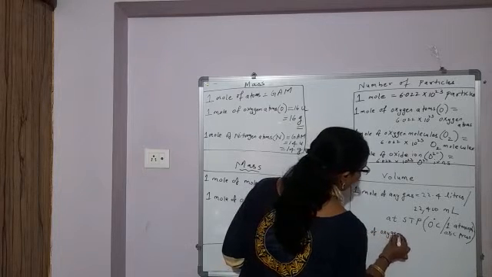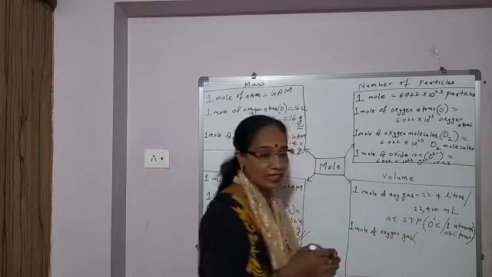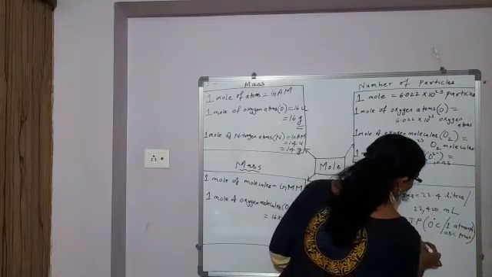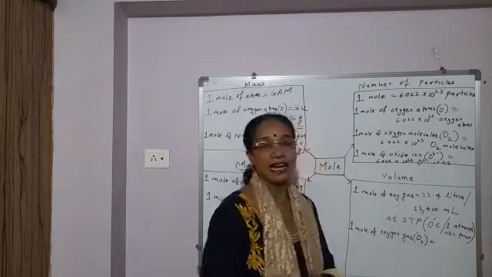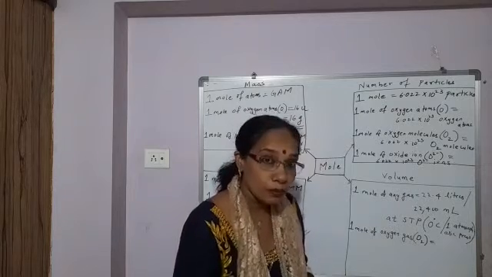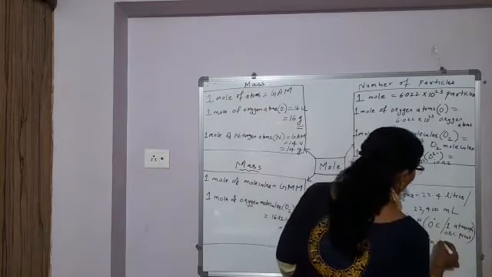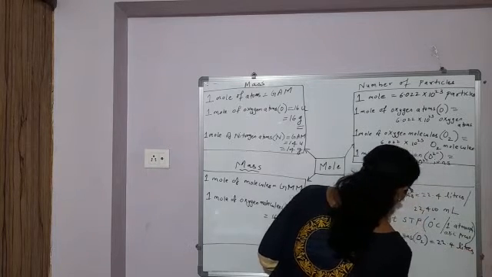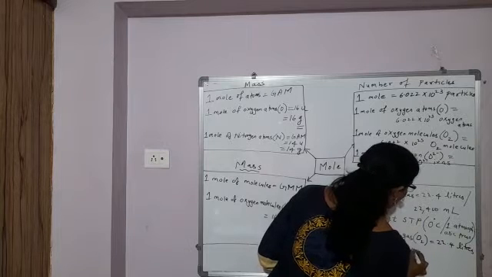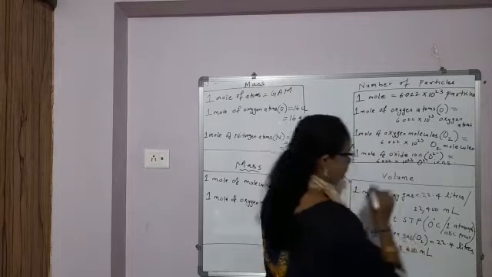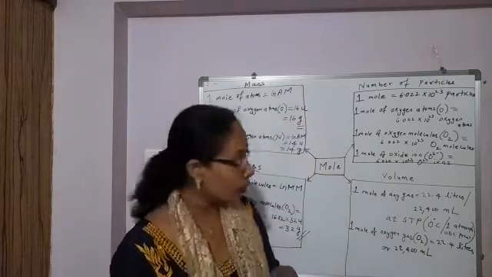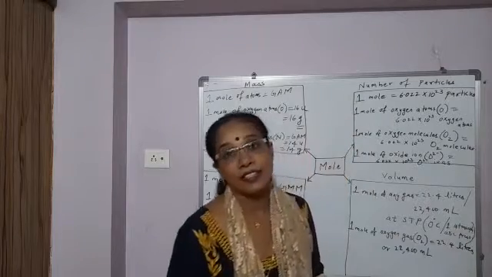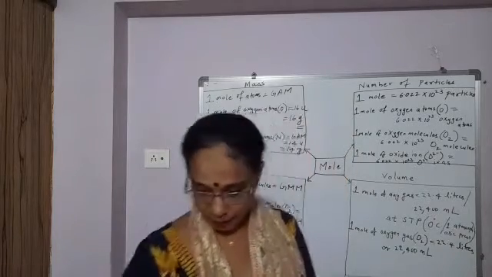oxygen gas. Now, what is formula for oxygen gas? It is not O, O2. Okay. So, 1 mole of oxygen gas means what will be its volume? Its volume will be equal to how much? 22.4 liters or 22,400 milliliter at standard temperature pressure.